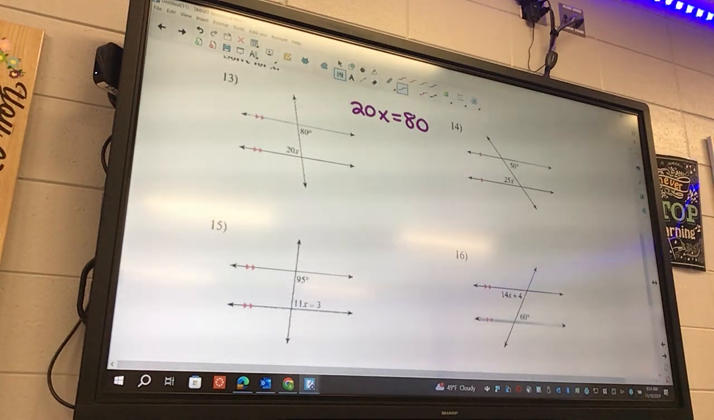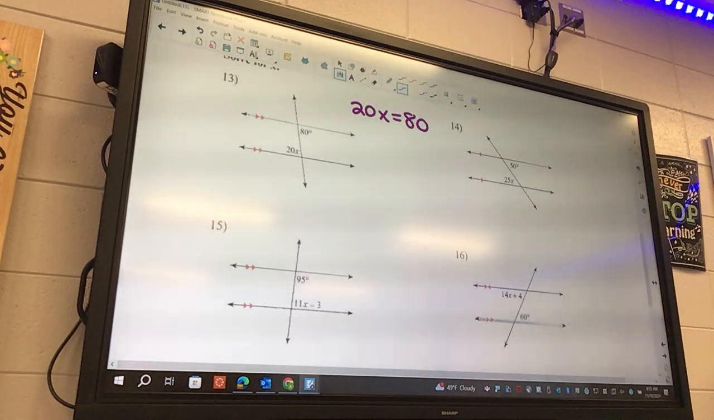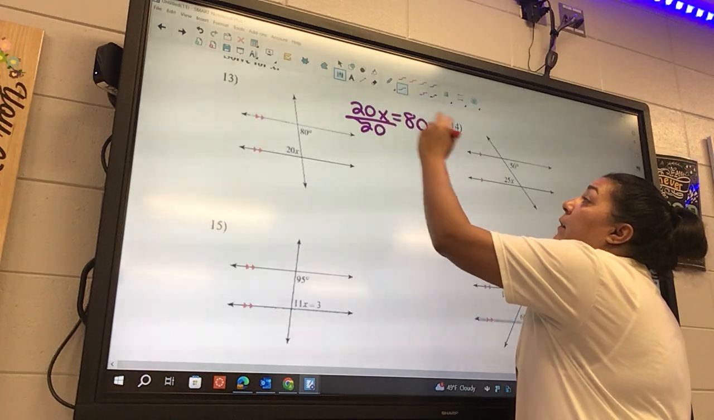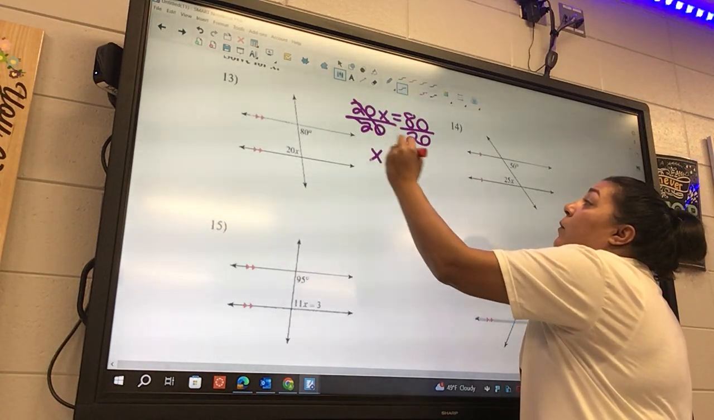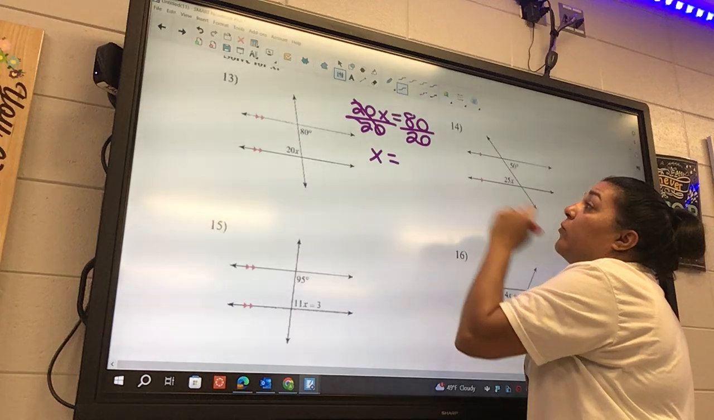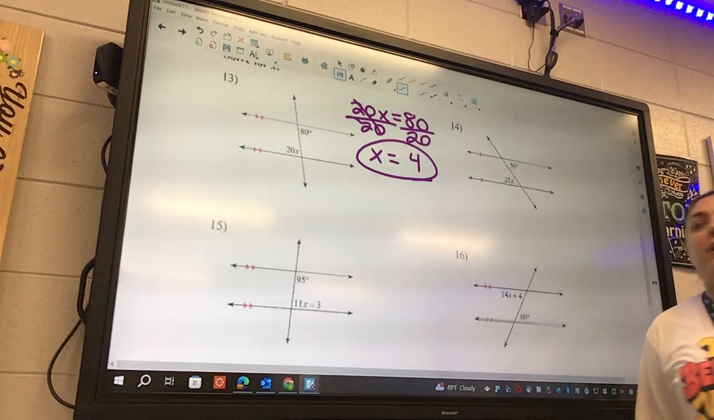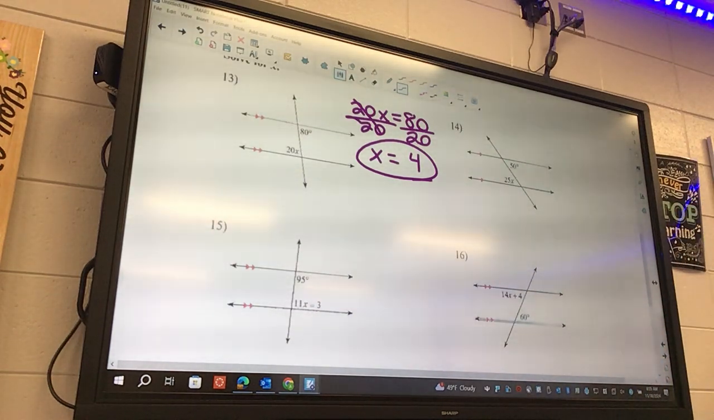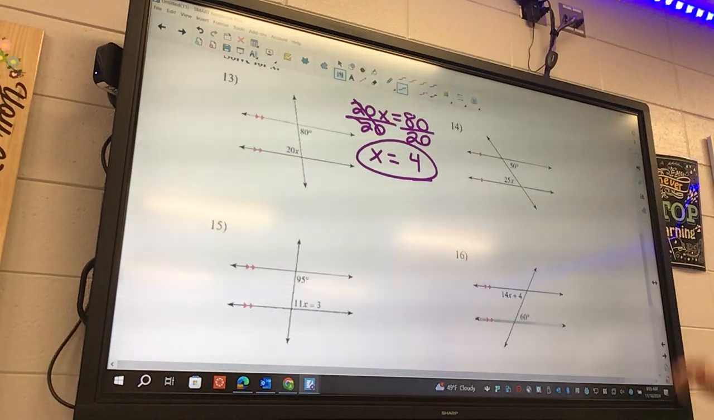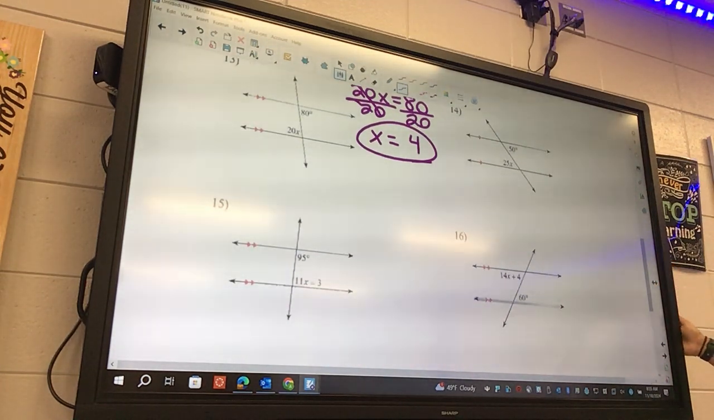Okay, and then if we're looking at that, who needs moved? We need to solve for x. Divide by 20. What is 80 divided by 20? 4. I was getting ready to write 40. Okay, so again, we're solving for x on alt interiors. So it is 4.